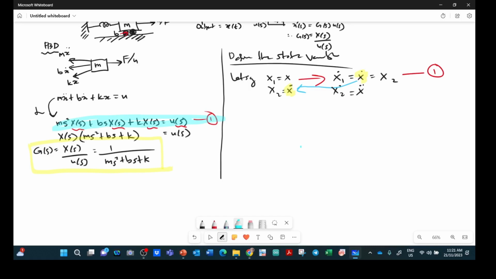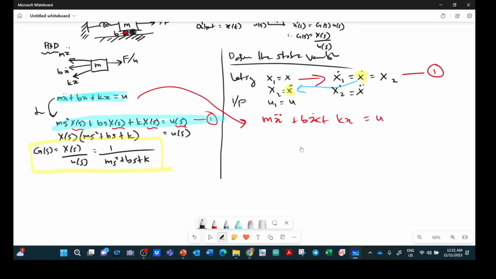For this case, either this one or this one, but I will use the one before Laplace transform, using mx double dot there. So based on this equation, we have mx double dot plus bx dot plus kx equal to u. Okay, don't forget we also need to define the input. Forgot to define the input, what is it? u1 equal to u, right?